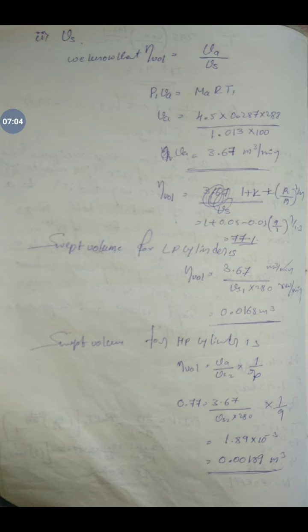Now to calculate the swept volume of the HP cylinder, the formula is VA by Vs2 into 1 by Rp. We have to take the reciprocal of the pressure ratio here. Volumetric efficiency we have already calculated, it is 0.77. VA we have found out, it is 3.67. So Vs2 into 280 into 1 by 9. From this we get the swept volume of the HP cylinder as 1.89 into 10 power minus 3 meter cube. So that's about this problem. We'll go for the next problem.